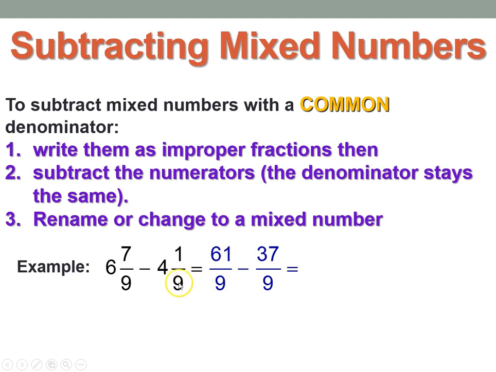And here it was 9 times 4, that's 36 plus 1, 37 ninths. Now I could do what we did before. I'm going to subtract the numerators. I've got 61 minus 37. So 61 minus 37. 61 good guys, 37 bad guys.